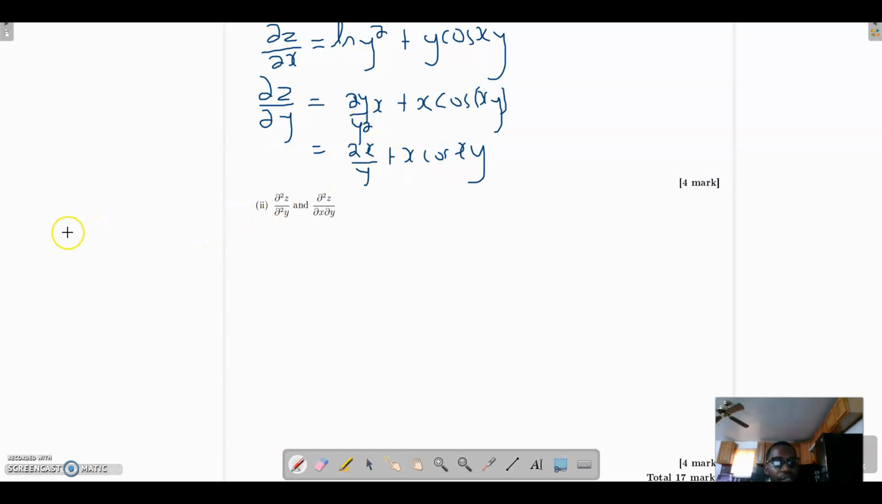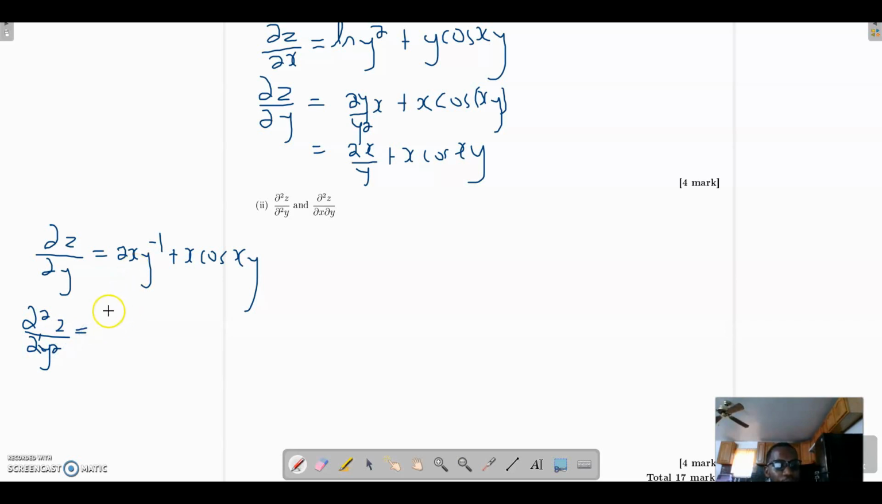Okay, now before we start differentiating it, let me write it back. So we have dz over dy is equal to, of course, in order to differentiate this, since I'm focusing on the y, this y is going to have to come up. So I'm going to have 2xy to the minus 1 plus x cos xy. So we want the second partial derivative of z with respect to y. It should be dy squared. So remember again, you're focusing on y, so you're ignoring the x.